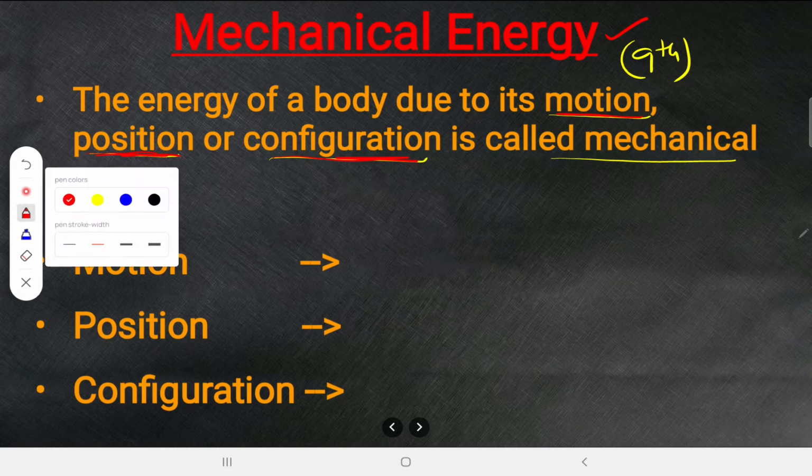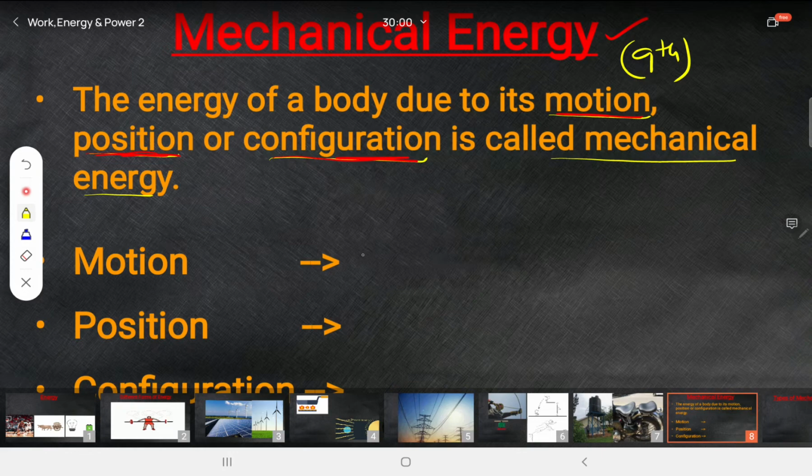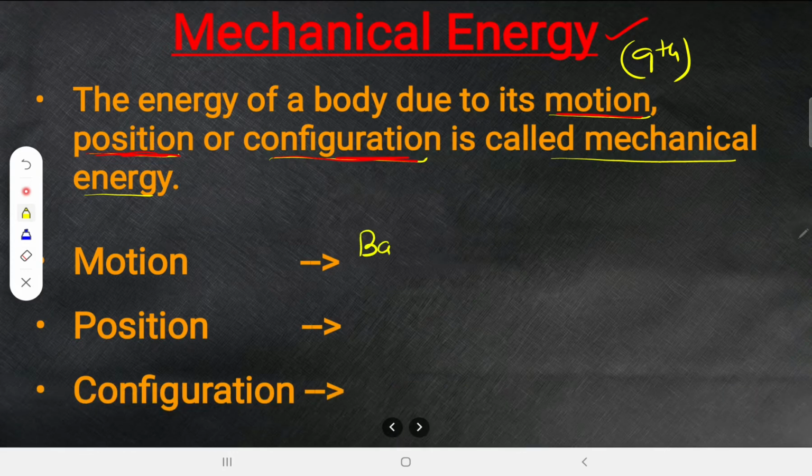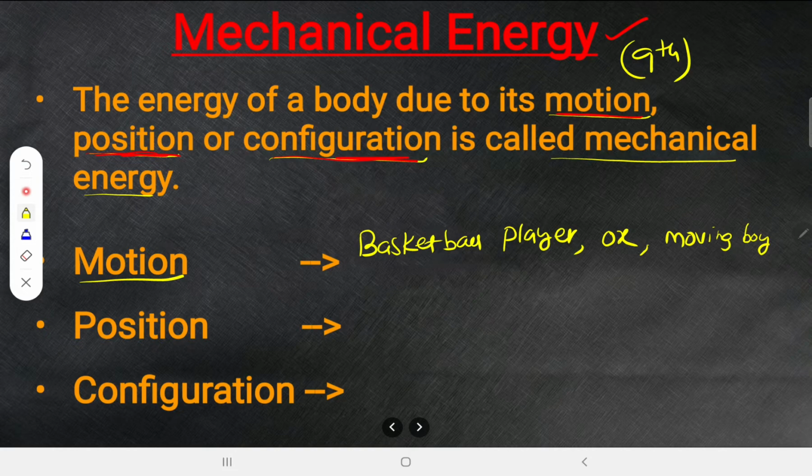So what is the energy due to motion? You have seen the basketball players moving, with their muscular energy. The ox pulling the cart was also due to motion. The boy jumping from one tower to another was moving. So these are all examples of energy due to motion.